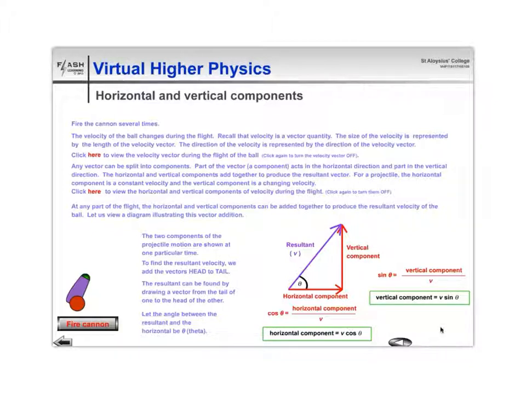We can take the two components and work out a resultant velocity using Pythagoras and trig, or, as is often the case at the start of an example, if you're given the velocity the object is fired at and a particular angle, you need to find the horizontal component and the vertical component using Pythagoras and trig and these formulas that are in the green boxes here.